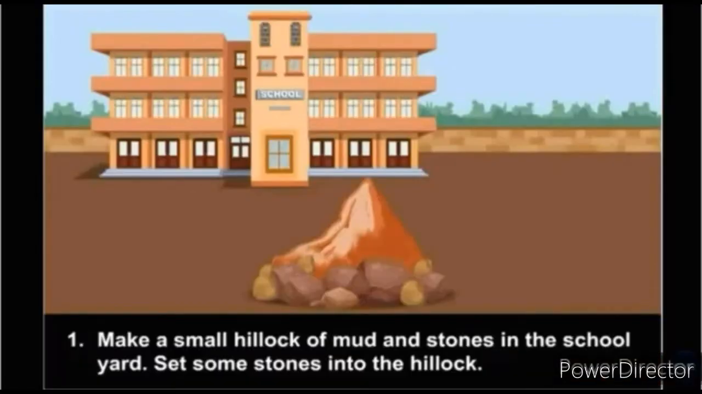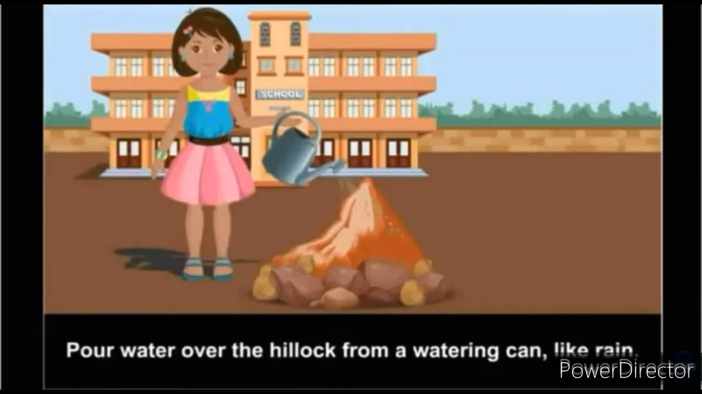Make a small hillock of mud. And stones in the schoolyard. Set some stones in the hillock. You have to make a small hill of mud in front of the school and you have to set some stones in the hillock. You can see the stones? Yes. Now see this girl. Pour water over the hillock from a watering can like rain. As if it is raining, you have to pour water on the hillock.